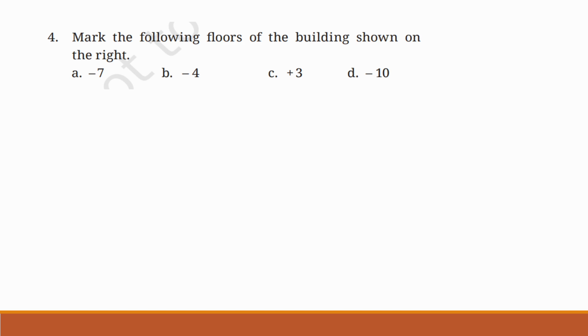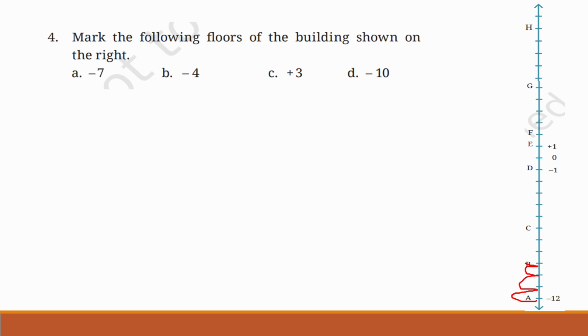Mark the following floors of the building shown on the right. Minus 7. See, here it is minus 12. A is minus 12. So, minus 11, minus 10, minus 9, minus 8, minus 7. So, here it is minus 7. The next one is minus 4. So, this is minus 7. So, minus 6, minus 5, minus 4. This is minus 4.